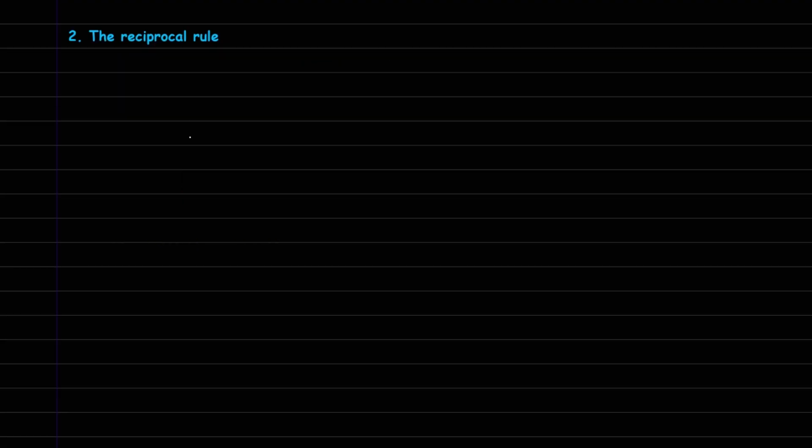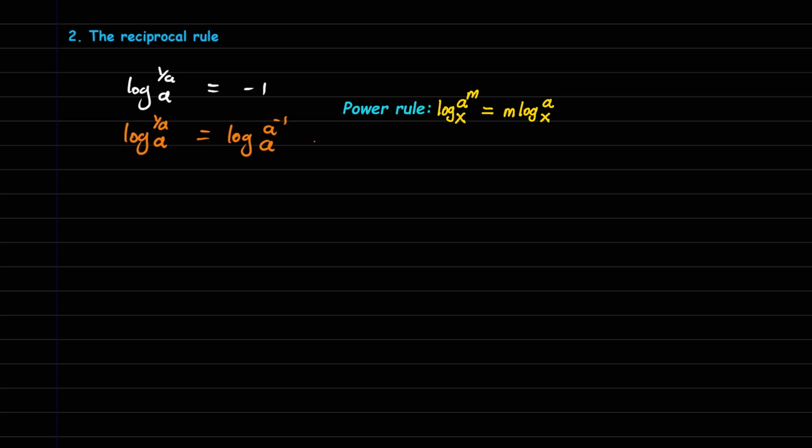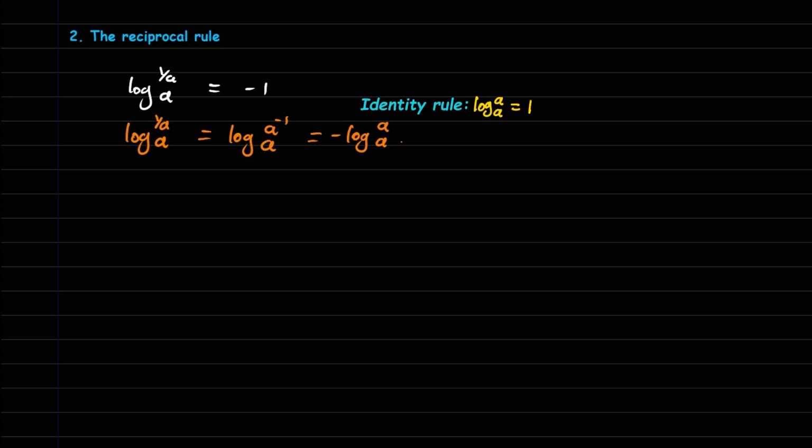The second special case is the reciprocal rule. Suppose we have log of 1 over a base a. This should equal negative 1. In detail, if we have log of 1 over a base a, from indices 1 over a is the same as a to power negative 1. This implies that we will have log of a to power negative 1 base a. But from power rule, negative 1 should become a coefficient of this logarithm. So we will have negative log of a base a. And from identity rule, log of a base a is the same as 1. So we will have negative 1 into 1. But negative 1 times 1 equals negative 1.